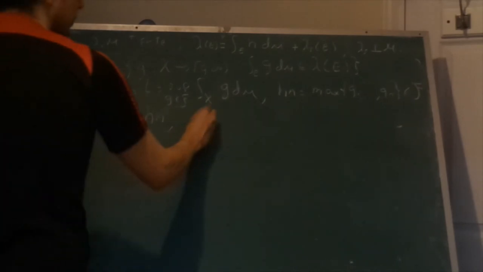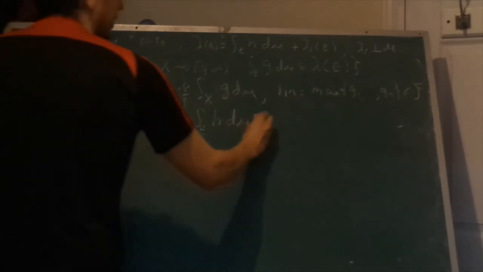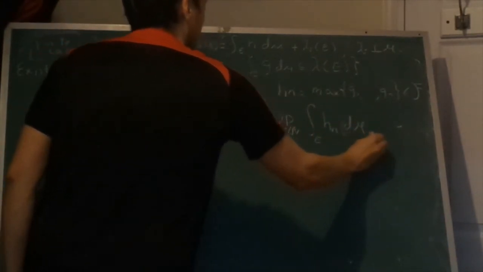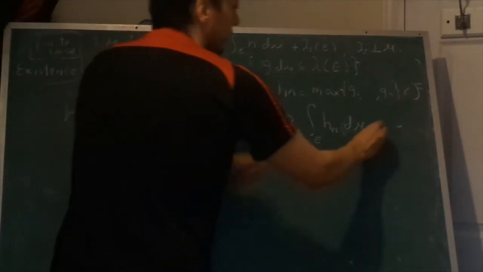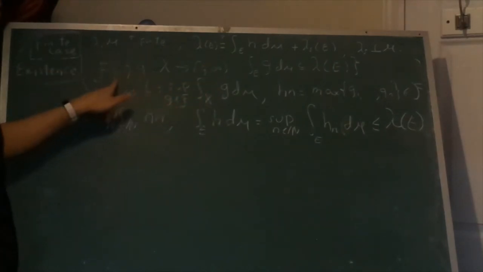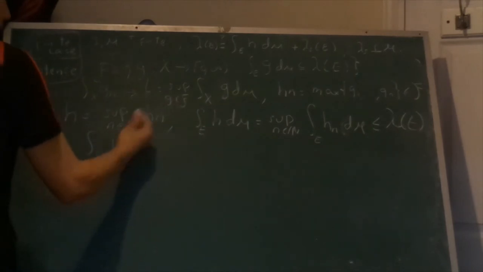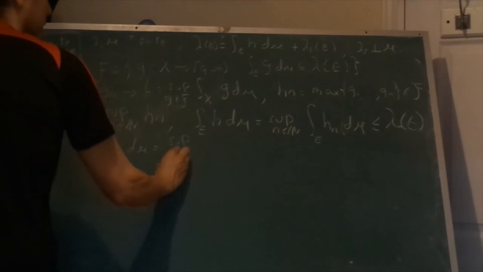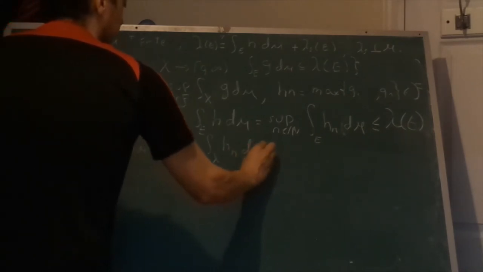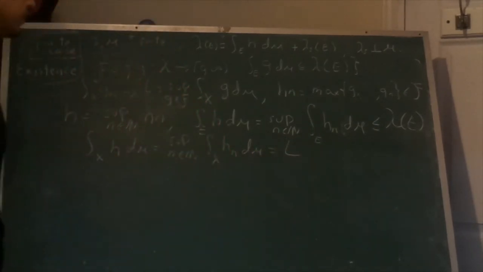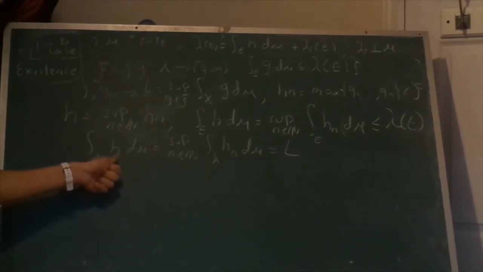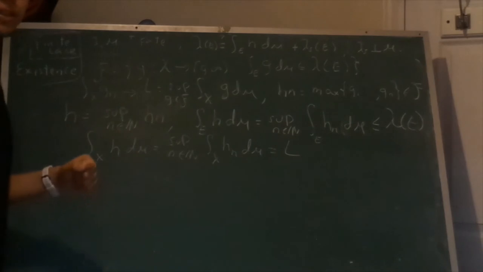By the monotone convergence theorem, the integral here is the same as the supremum of these integrals. This equality is given by the monotone convergence theorem, and each of these is dominated by lambda of E. So h is a member of the family F, and the integral over the whole space equals the supremum of these integrals of hn, and we already know that this is L. So what we have is that the supremum is actually attained at this function h.